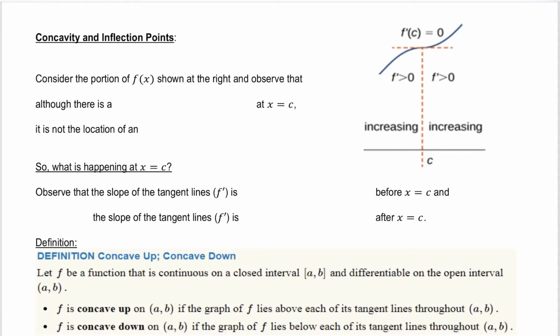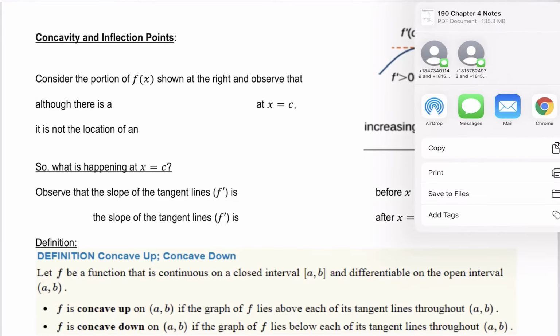So in this video, we are going to start to talk about something called concavity and inflection points. So let's take a look at this opening example here on the right, where we can see that we have a location of a horizontal tangent line. So the first thing I want you to observe is that there is a horizontal tangent line.